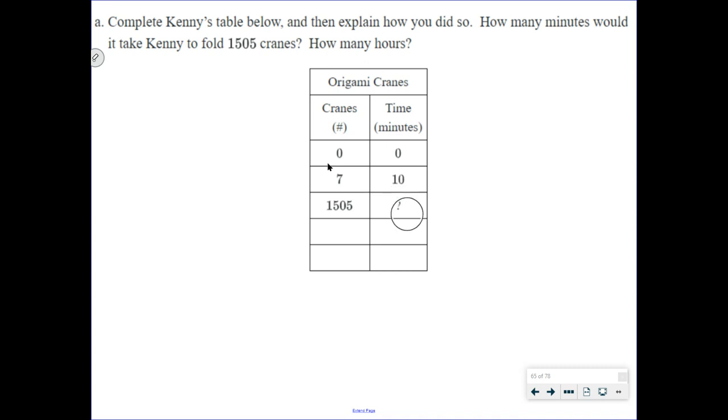We're going to see how long it takes him to do 1,505. Well, he decided that instead of using a table or graph, he would represent it as a fraction, as a ratio. So he just put the number of minutes above the number of cranes. Okay, you could have done it a different way, but that's how we do it.